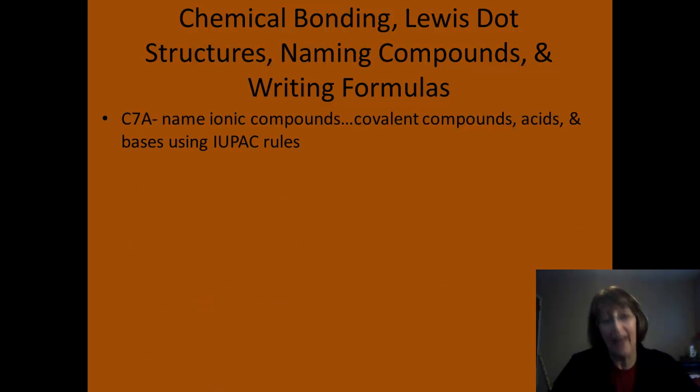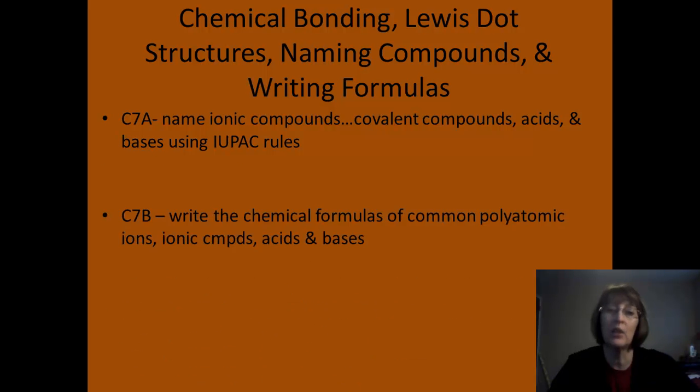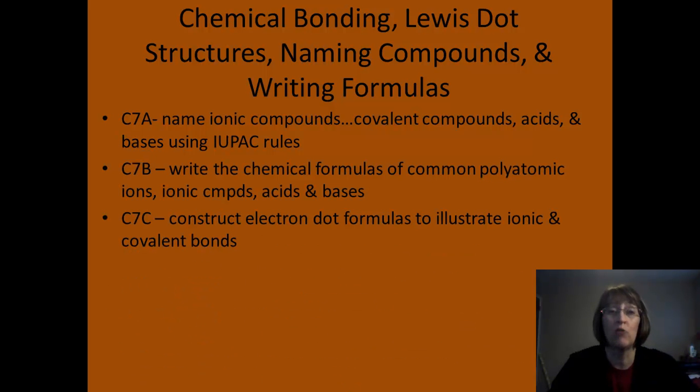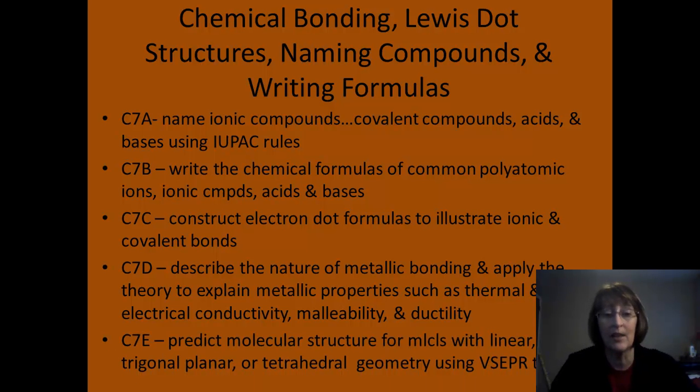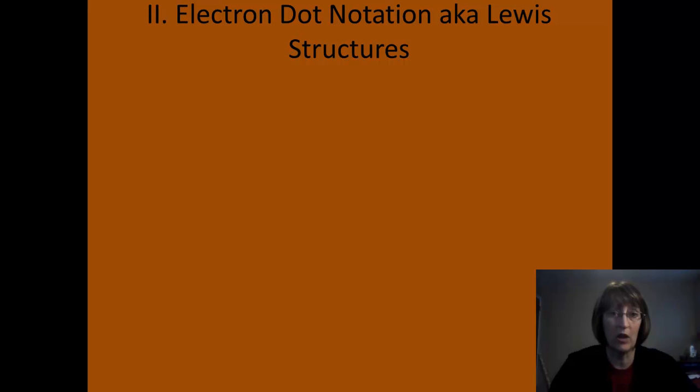Alright, we still have the same things we've been talking about. You're going to have to name the compounds. You're going to have to write the formulas. You have to construct electron dot formulas to illustrate ionic and covalent bonds. And if you have to illustrate them, you have to know what they are before you can make that illustration. You have to describe metallic bonding and how it applies to their characteristics, and you have to predict molecular geometry.